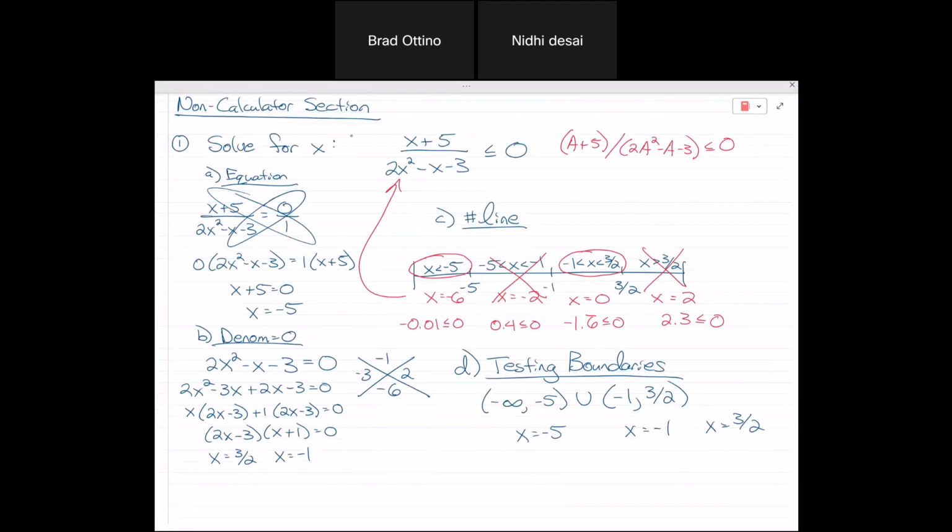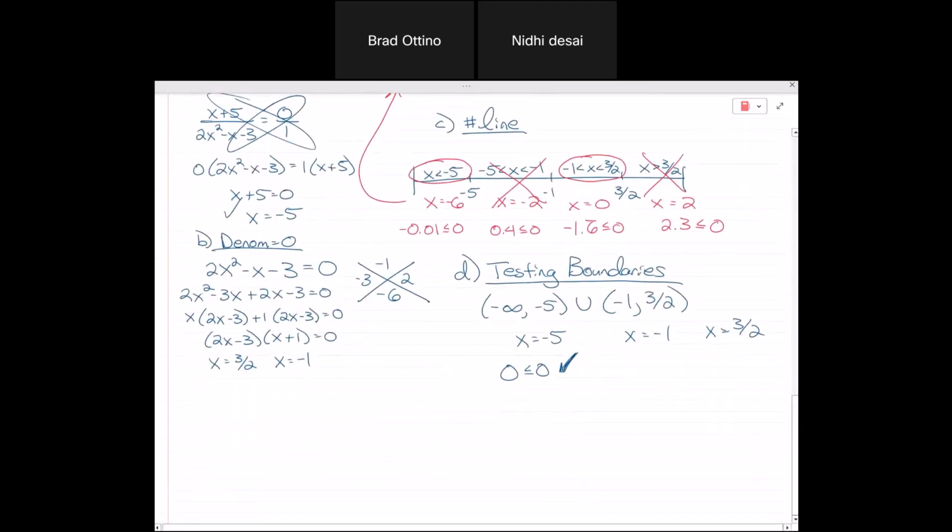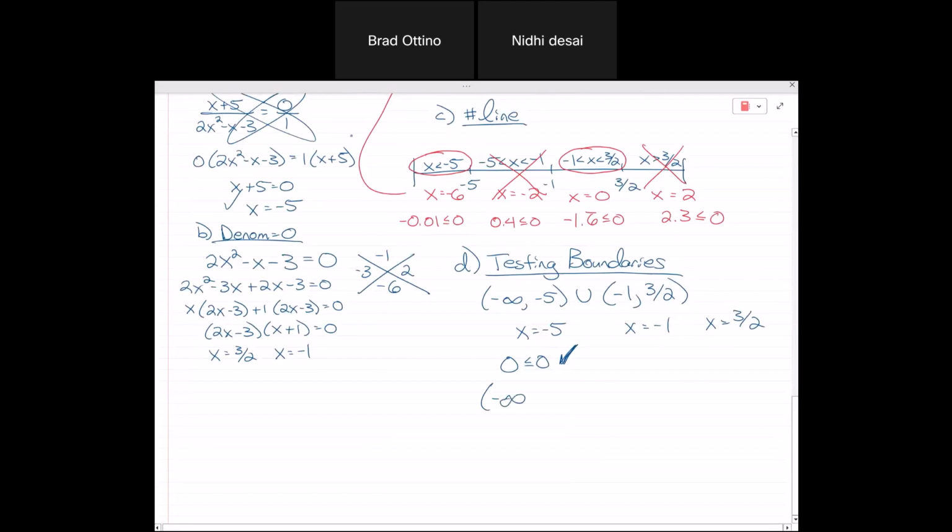If you were to plug in negative 5, remember that's what we got when we solved the equation. So you'd get 0 is less than or equal to 0, which is true. So what that means for us is we're just going to write negative infinity to negative 5, but we're going to put that in brackets. All right, question?